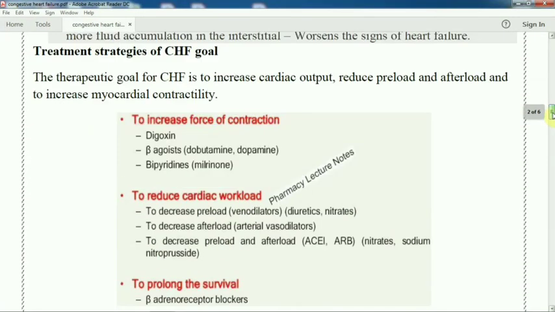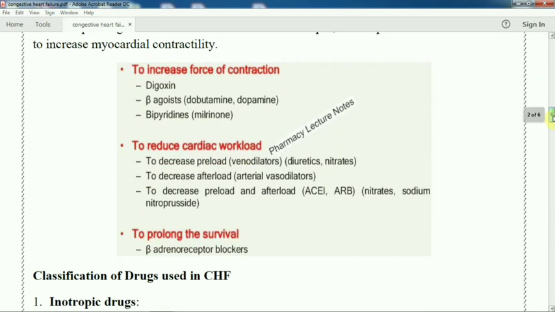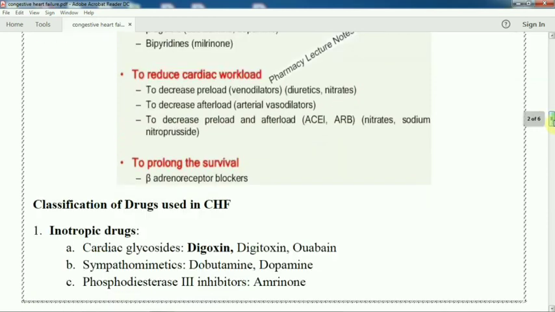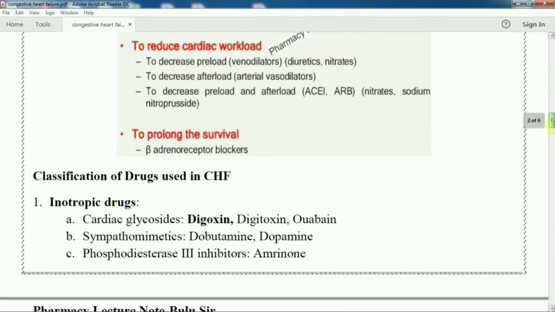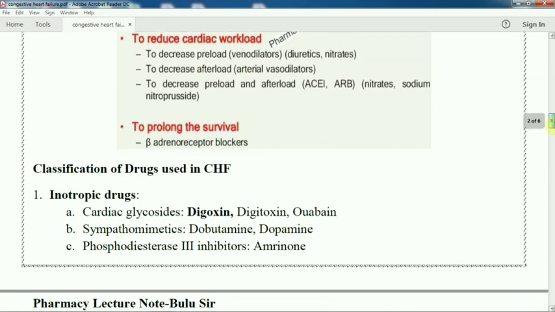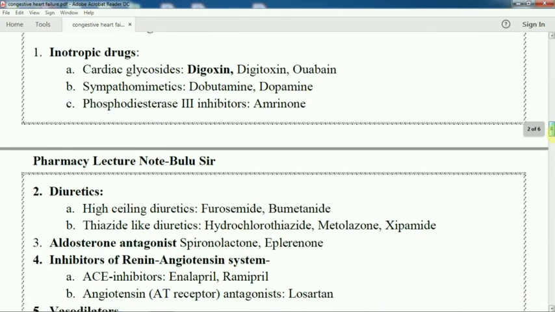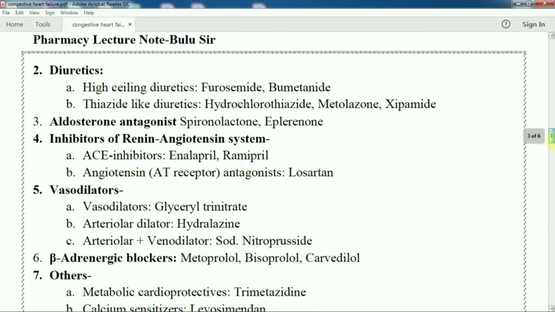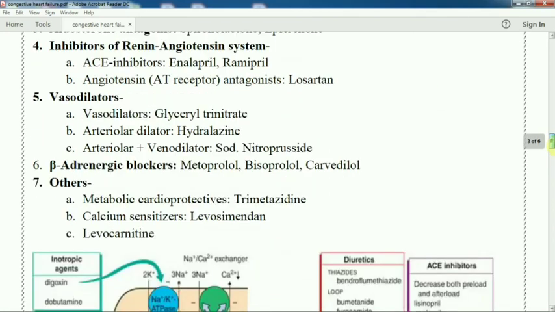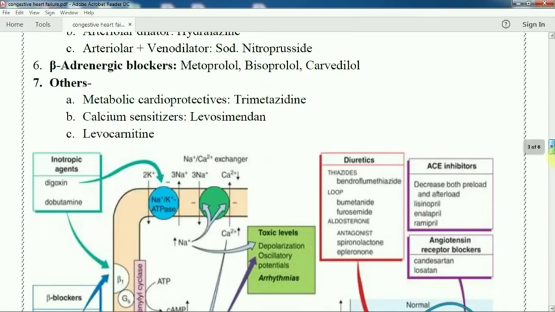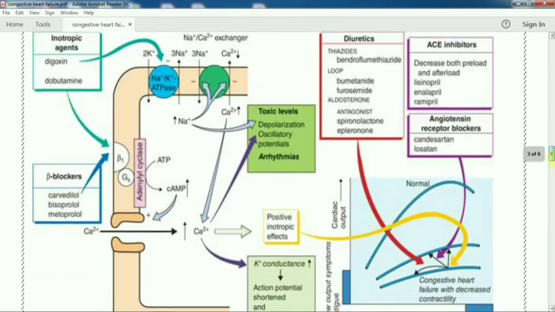Now treatment: to increase the force of contraction, to improve the cardiac output, to prolong survival. So different drugs are used. Classification of drugs: inotropic drugs like cardiac glycosides, digoxin; diuretics; angiotensin converting enzyme inhibitors; vasodilators; or beta adrenergic blockers. So these are the classes of drugs used in congestive heart failure patients.